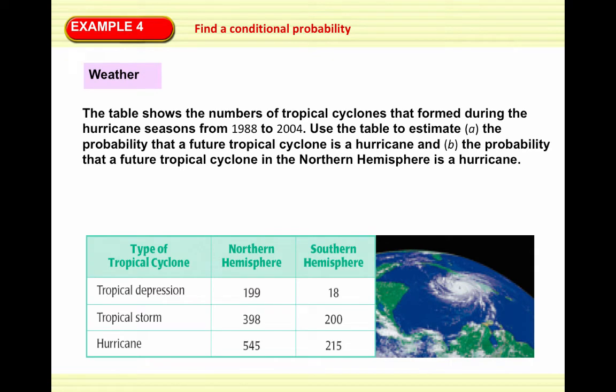Okay, so let's look at a weather example. The table shows the number of tropical cyclones that formed during the hurricane seasons from 1988 to 2004. Use the table to estimate A, the probability that a future tropical cyclone is a hurricane, and B, the probability that a future tropical cyclone in the northern hemisphere is a hurricane.